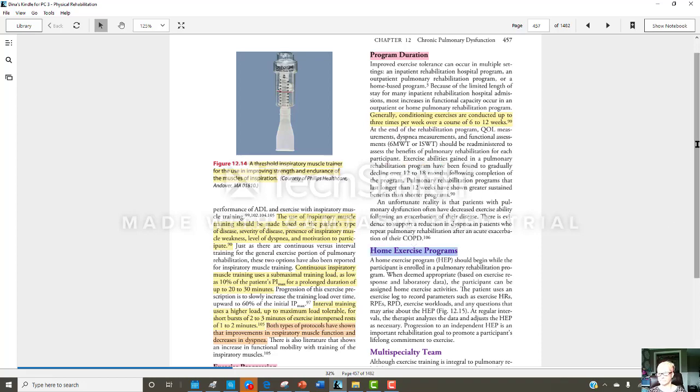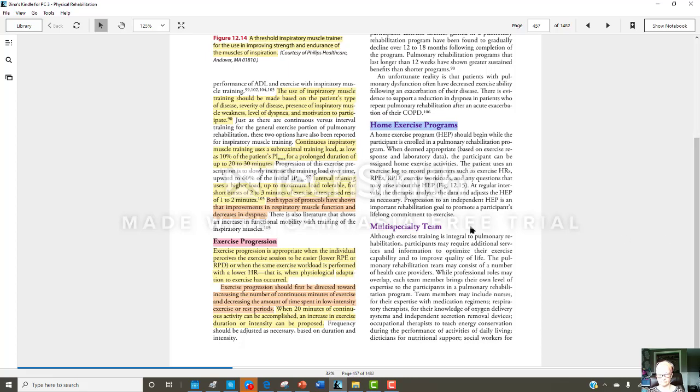Home exercise programs. A home exercise program, HEP, should begin while the participant is enrolled in a pulmonary rehabilitation program. When deemed appropriate, based on exercise response and laboratory data, the participant can be assigned home exercise activities. The patient uses an exercise log to record parameters such as exercise HRs, RPEs, RPD, exercise workloads, and any questions that may arise about the HEP. Figure 12.15. At regular intervals, the therapist analyzes the data and adjusts the HEP as necessary. Progression to an independent HEP is an important rehabilitation goal to promote a participant's lifelong commitment to exercise.